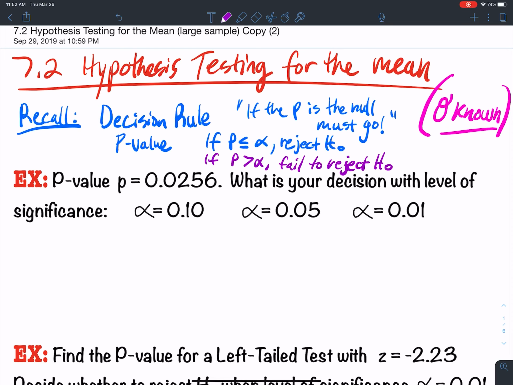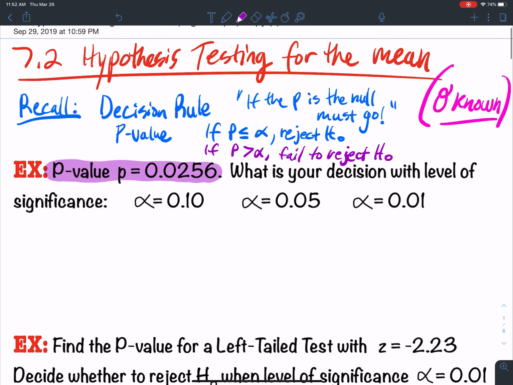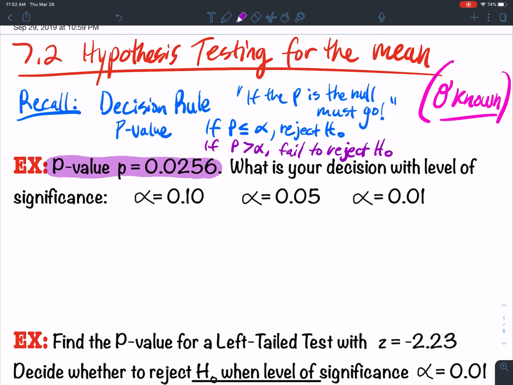So we've got a problem. I'm given a p-value. The p-value is 0.0256, so about 2.5% or a little bit more. What is your decision given a level of significance? Remember, if you see level of significance, think alpha. Now, we're told for this first one, alpha is 0.10.